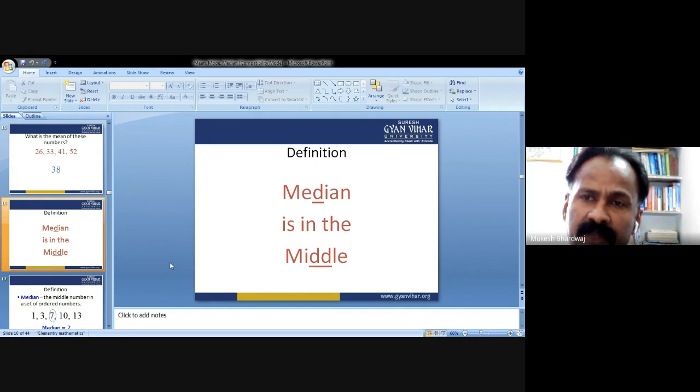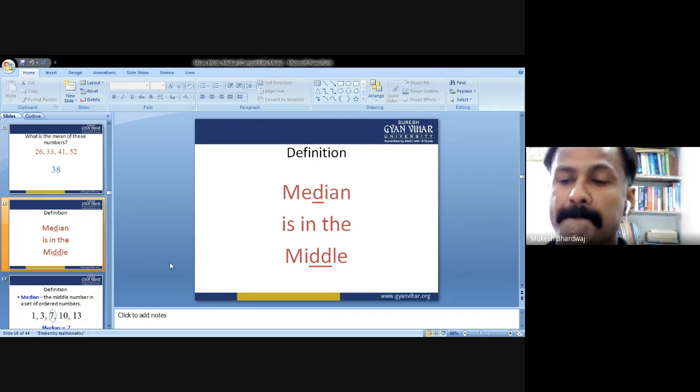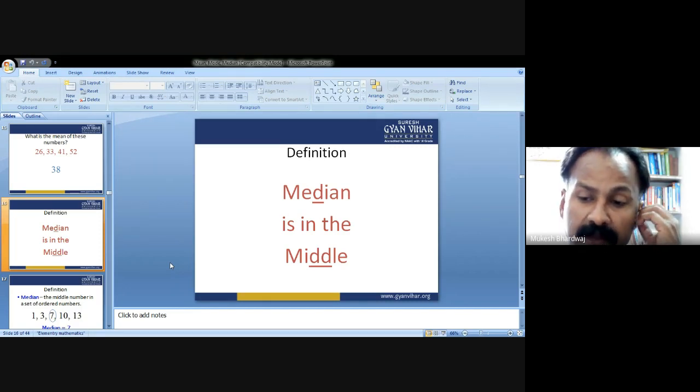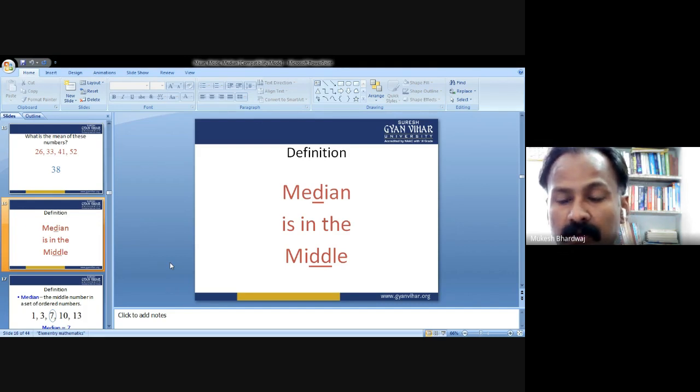Arrange the data from lowest to highest, and by counting, suppose I am providing 9 digits to you, then which one is the middle value? If 9 numbers of data are provided to you, then which one is the middle? At which position will the middle number be? 5. The middle number will be at the fifth position.